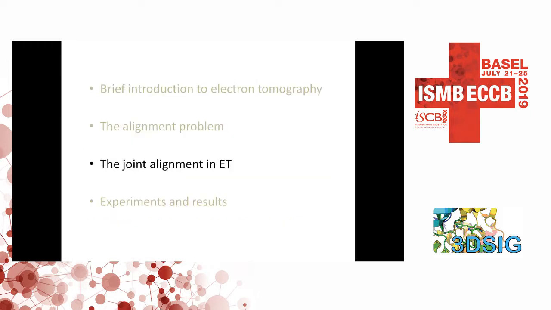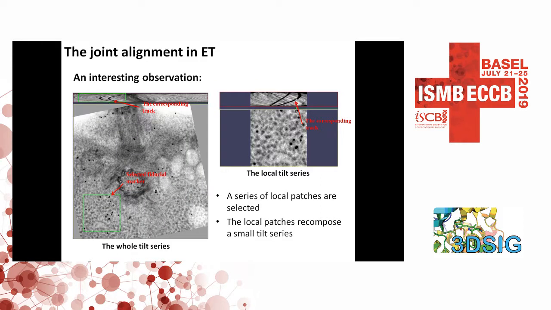Now we come to our problem. If there are no fiducial markers, what should we do? We propose the joint alignment solution in ET. We start from an interesting observation. Here is a well-aligned, well-calibrated tilt series. We take some small patches, and the corresponding local projections are stacked into their own tilt series. Finally, we found that it composes a small tilt series.